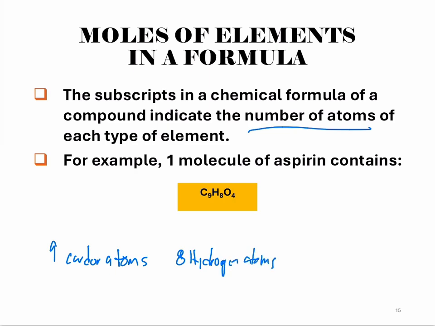And how many oxygens? 4 oxygen atoms. Right, so we can know number ratios. Well, if we have one molecule of aspirin, that means we have 9 carbons present in this single molecule, right? And so we can take that, and then we can expand it.